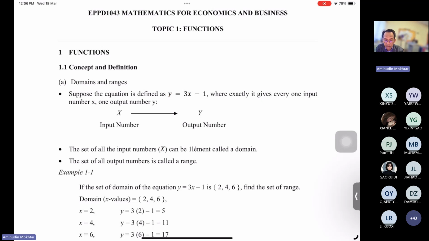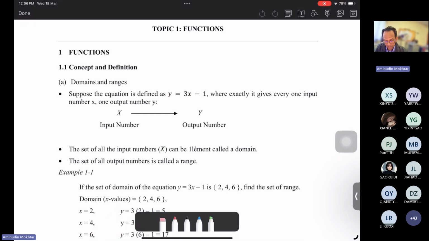Okay, let's start with function, section 1.1, concept and definition. I hope you can pay full attention in my class. The first concept here, I will explain about the domain and range. What is domain? What is range?